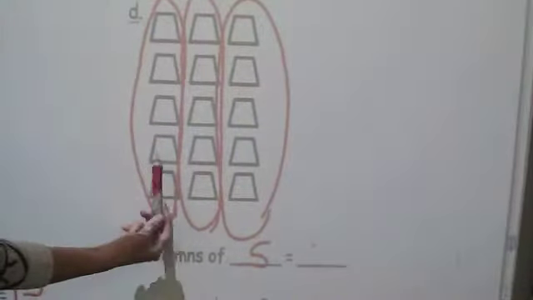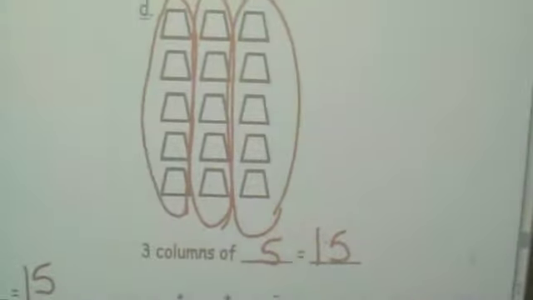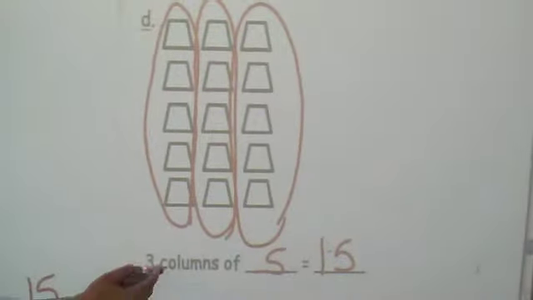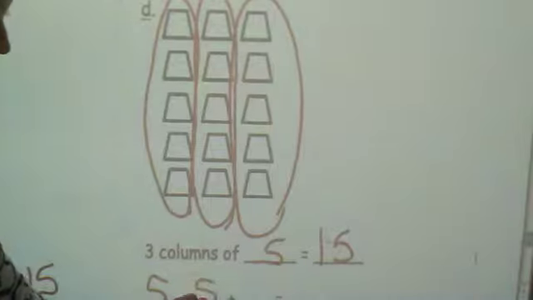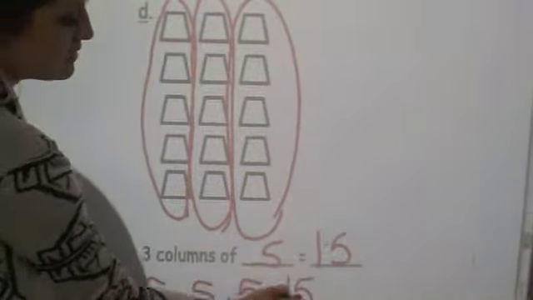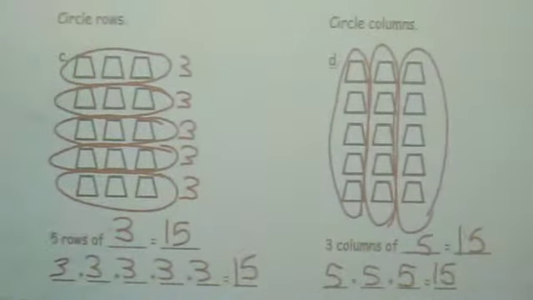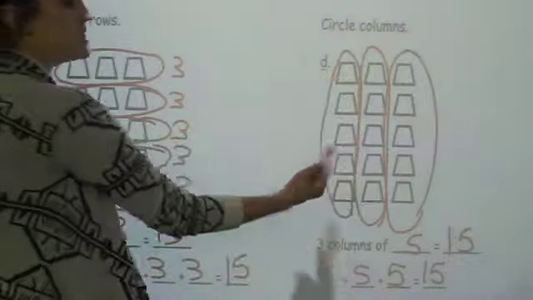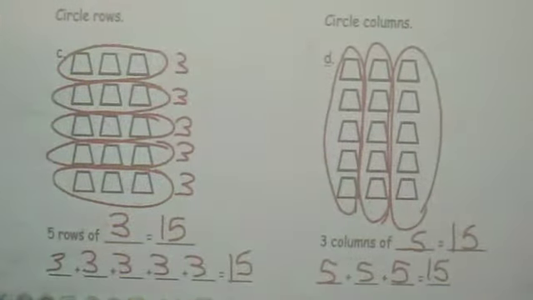Let's skip count by 5. 5, 10, 15. We have 15 altogether. 3 columns of 5 equals 15. So our repeated addition sentence for this would be 5 plus 5 plus 5. 5, 10, 15. We still have 15 shapes. Again, you can see we have the same amount of shapes. They've just drawn them in a different type of array.